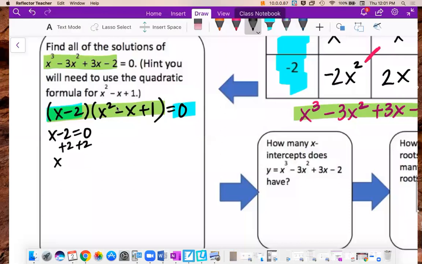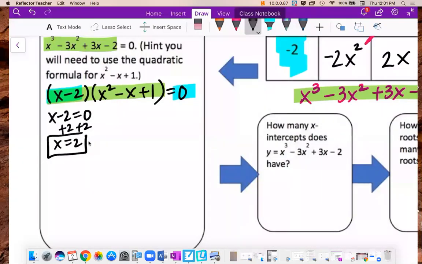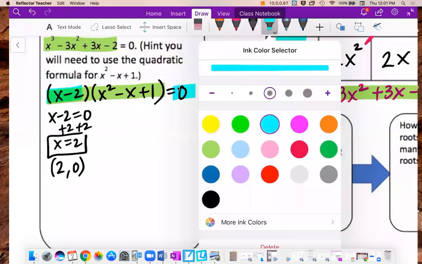You just add 2. So one of my answers is going to be x equals 2. And now we are going to write these all as points. So remember, this is where x is 2 and y is 0, because that's what my equation is going to be. So 2 comma 0 is going to be my actual solution to this. So let's do my solutions in pink.